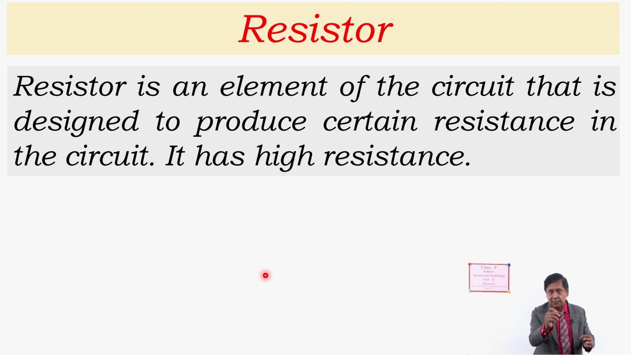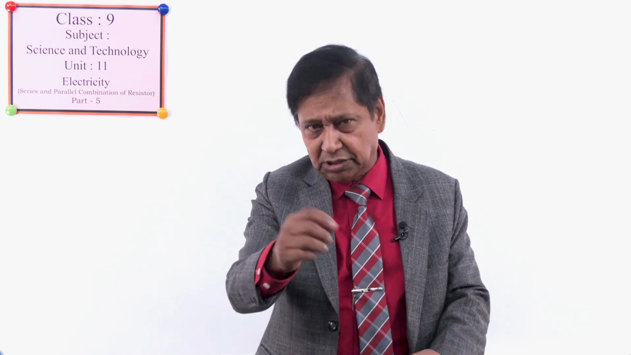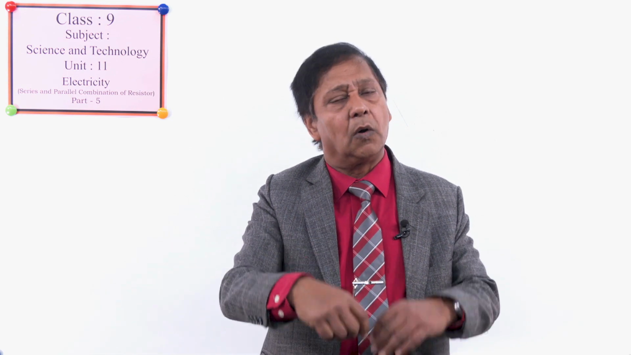Its atoms begin to vibrate more rapidly and it becomes red hot. That's why this is the resistor which is designed to produce high resistance in the circuit to convert electrical energy into heat energy. In the same way, somewhere in the circuit we can use tungsten wire. When current passes through tungsten wire, the tungsten offers high resistance. That's why its atoms begin to vibrate more rapidly. It becomes white hot.